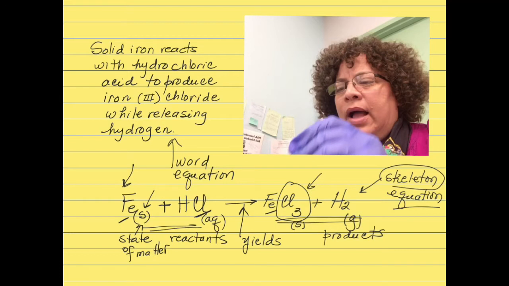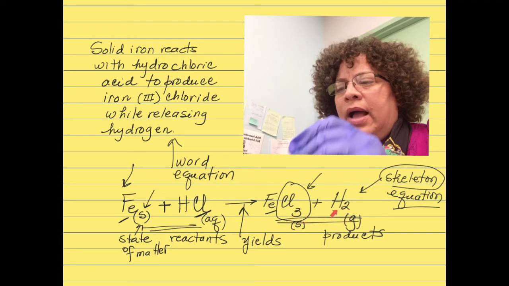I'm going to continue. Okay, Ms. Ramos, we understand that you have over here iron, that is solid, as you were showing us, that is reacting with hydrochloric acid in an aqueous medium, because it's an acid, producing iron trichloride, which is solid, because we saw that in the test tube, plus the bubbles that are the hydrogen gas that was released. Okay, we have a problem, Ms. Ramos.